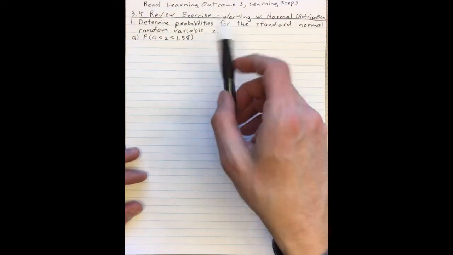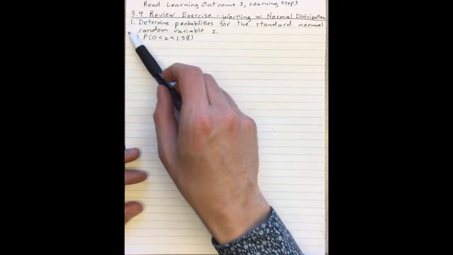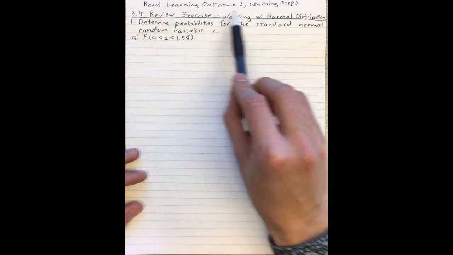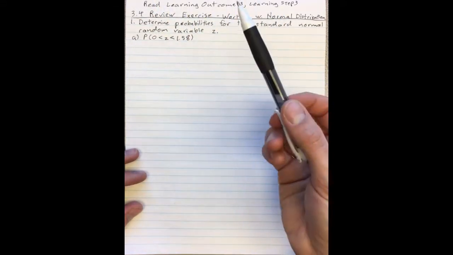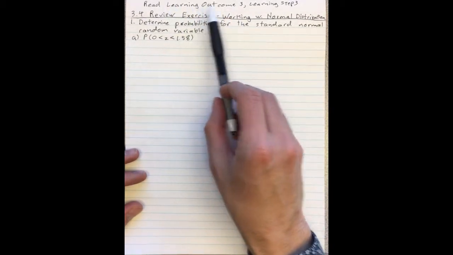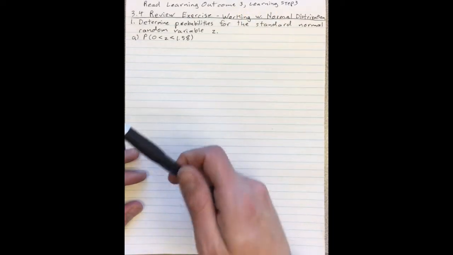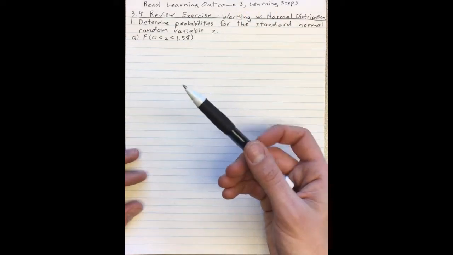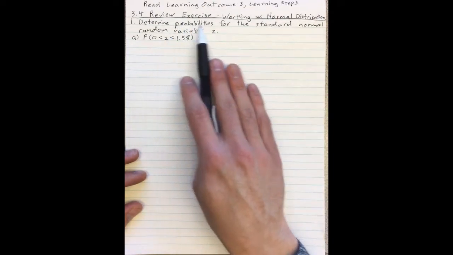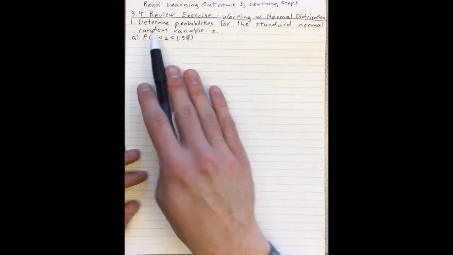So what I have here is review exercise 3.4, which tests the skills that you learned from reading learning outcome 3, learning step 3. You'll notice that most of the questions on assignment 3 come from learning outcome 3, learning step 3. So I'm hoping this is going to give you some background. Now, the first problem I'm going to be doing, problem number 1, we're trying to determine the probabilities for the standard normal random variable z.